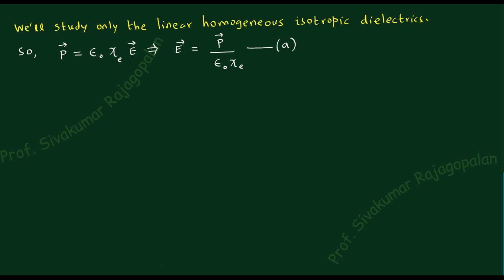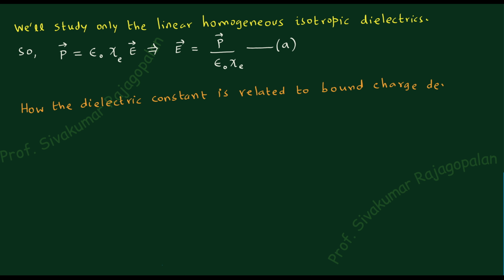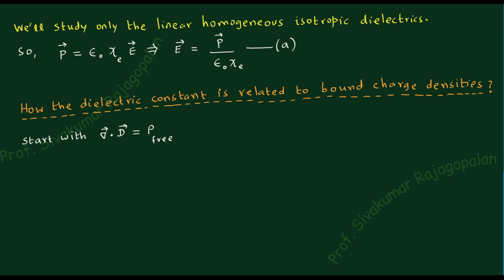We are interested to get the relation between the two types of bound charge densities. That is your aim. So let me make the aim clear. I'll write down what is the purpose of today's classwork. We are interested to find out how the dielectric constant, that is epsilon r, is related to the bound charge densities. There are two types of bound charge densities. So this is our aim. So the purpose of today's class is to find out the relation between epsilon r and the two types of bound charge densities. So therefore let us start with the Gauss law in presence of dielectrics.